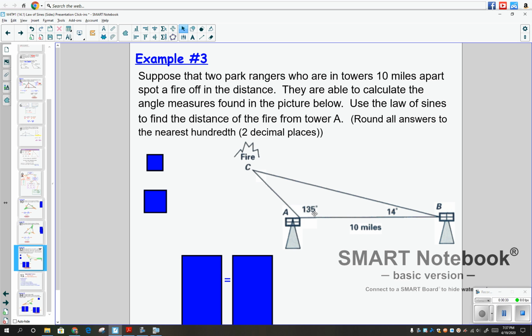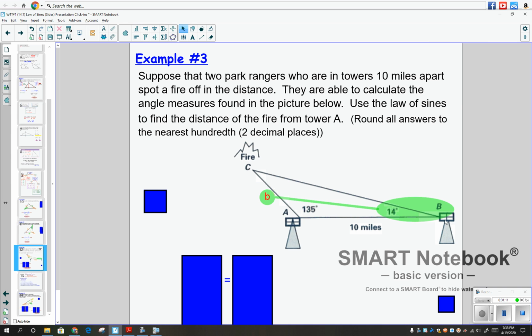Can we use law of sines to find the distance of the fire from tower A? So I want to find b here. I'm going to call it b because it's the side that's opposite of angle B. That's what I want to find. It's not a right triangle. Can I use law of sines? I've got to have opposite pairs. Well, notice side b and angle 14. The angle 14 will give me an opposite pair.